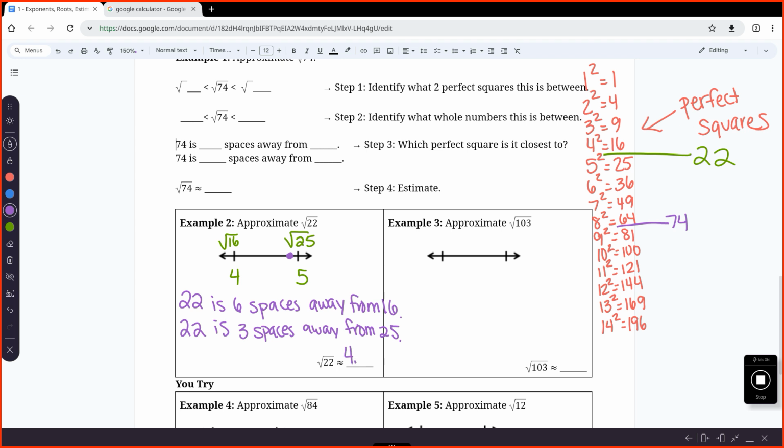You could say 4.8. Anything like that would be good. 4.9, I probably wouldn't go any further than that, lower or higher.